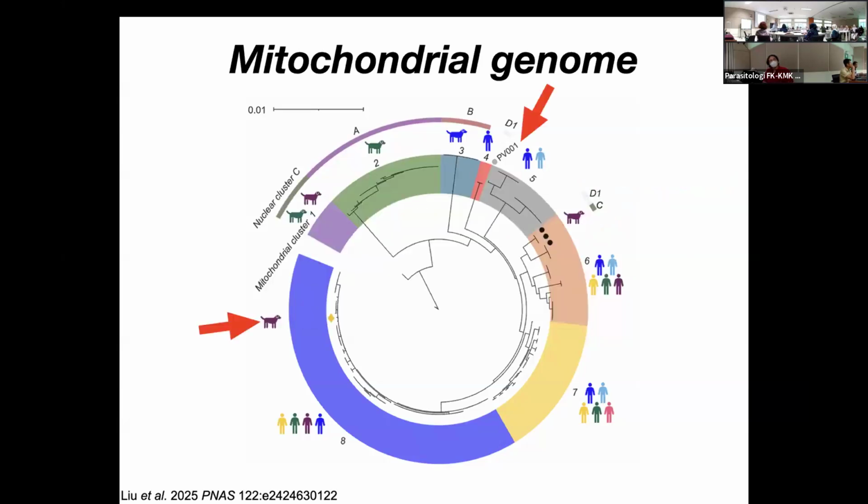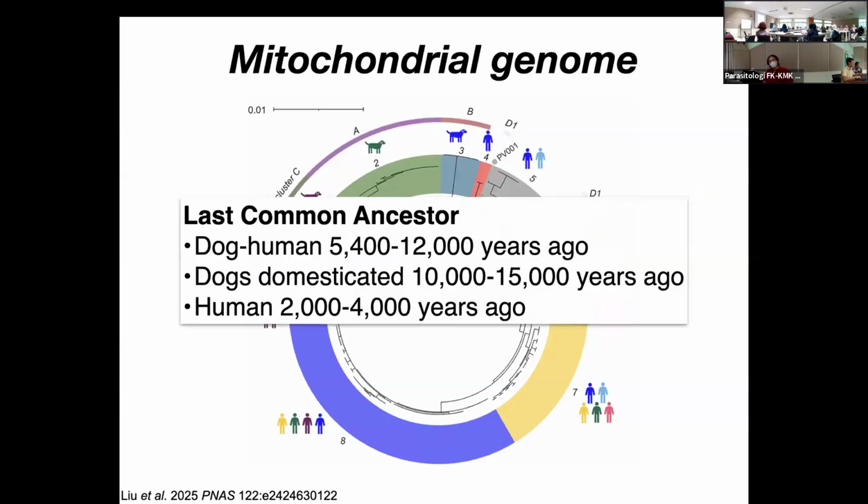Now we can use this to try to estimate some last common ancestors between parasites. So you can really add some time to this. We calculated, with some assumptions, that the last common ancestor of the dog and human parasite is around about 5,000 to 12,000 years ago. Interestingly, dogs were domesticated by about 10 to 15,000 years ago. The last common ancestor of the human parasites was 2,000 to 4,000 years ago, so much more recent.